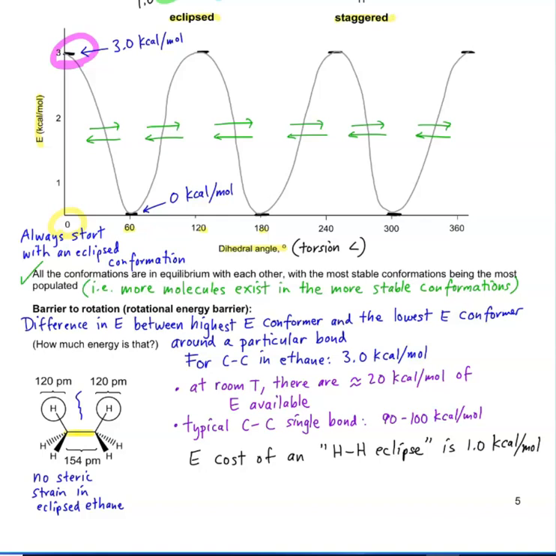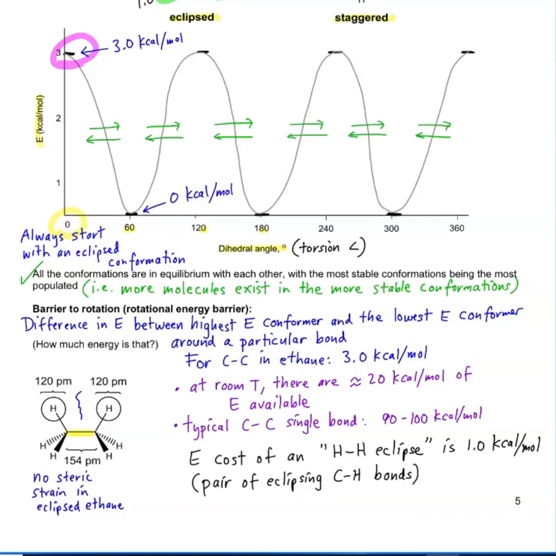So for each HH eclipse that you have in a particular conformation, it's going to cost you 1 kilocalorie per mole of strain energy. Now, HH eclipse means a pair of eclipsing carbon-hydrogen bonds: the front carbon and its bond to hydrogen eclipsing the bond of the back carbon with its hydrogen. So a pair of eclipsing carbon-hydrogen bonds. These are the principles that we're going to use to do any conformational analysis at all.